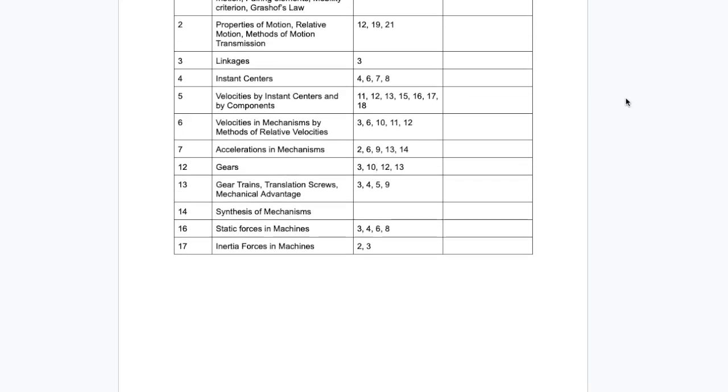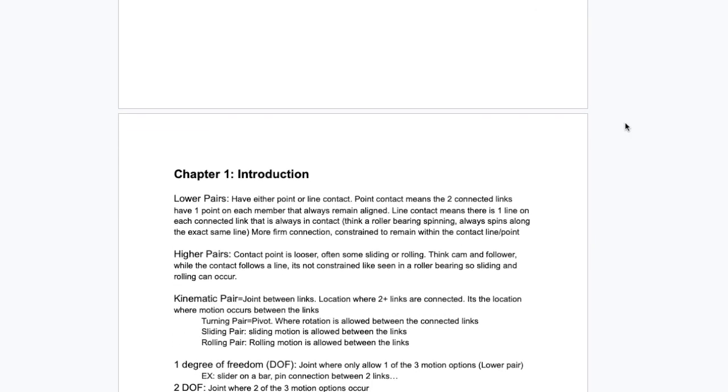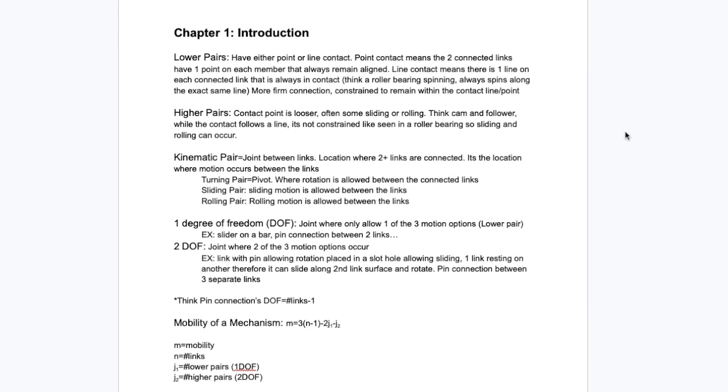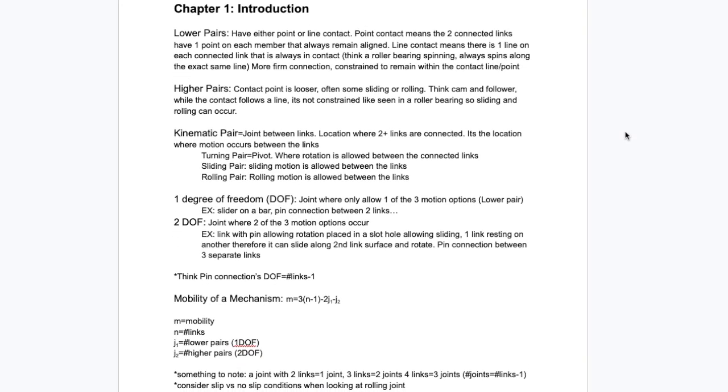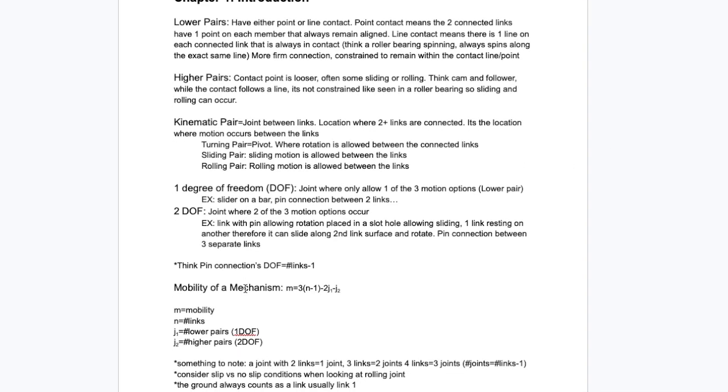Okay, so chapter 1 is the step 1 of solving the problems, the chapters 5, 6, and 7 problems. Step 1, that's it. This is how easy chapter 1 is. Chapter 1 can be summed up as how to solve a mobility of mechanism equation or formula.